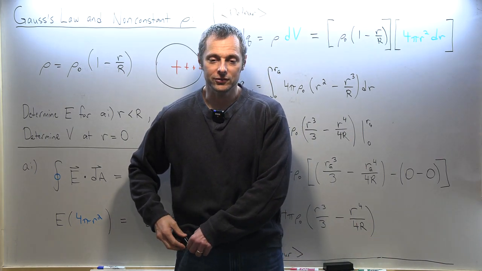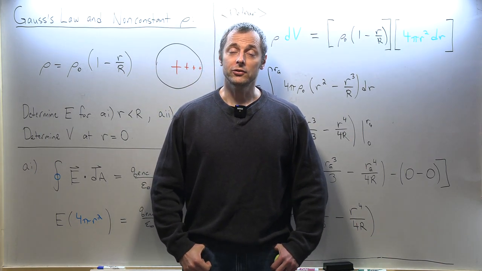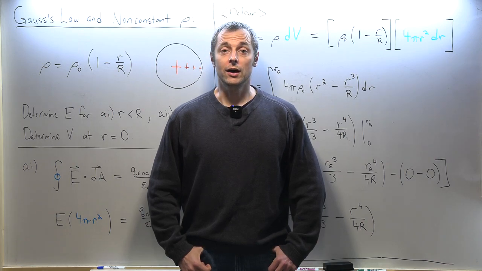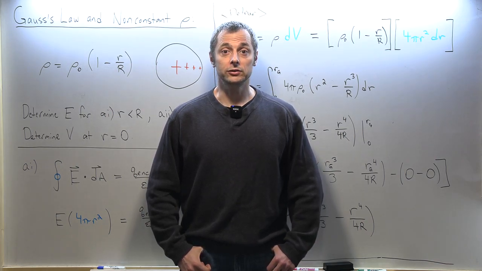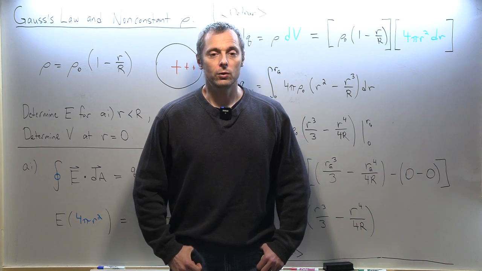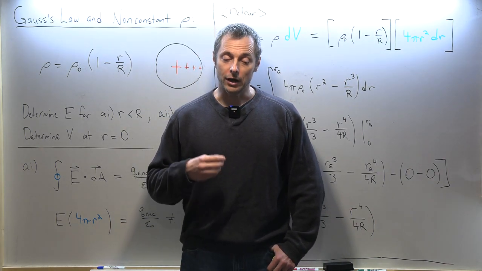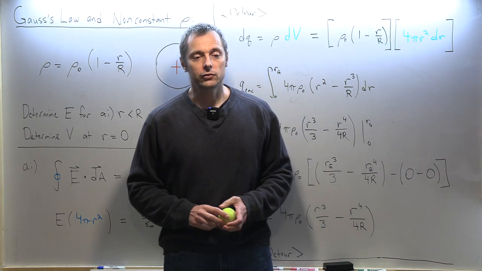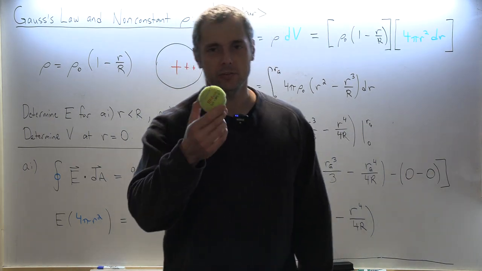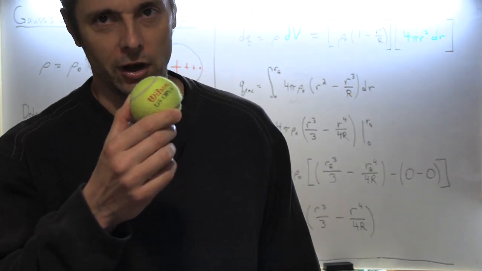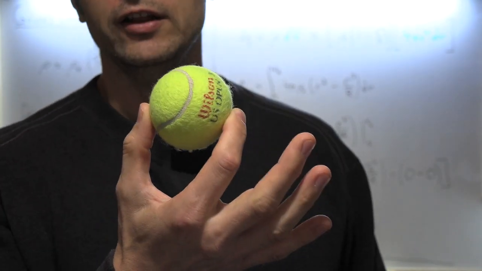Hello physics students. Today we're going to be using Gauss's law to find the electric field of an object with a non-constant charge density. So what do we mean by non-constant charge density? Suppose I had a sphere like this. This is a tennis ball. Obviously it's hollow, but let's suppose it's a solid sphere.